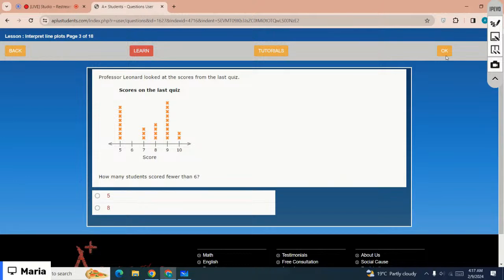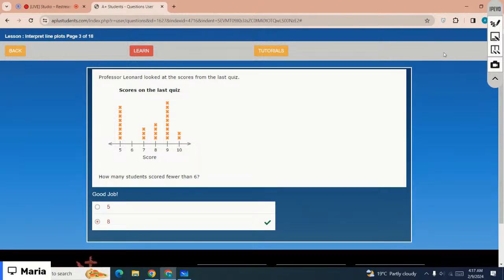Yes, the correct option is 8. How 5? You have to count how many students scored fewer than 6. So, fewer than 6 is just 5. You have to count all the crosses that are above 5, that is 8. The correct option is 8. Just understand the question first.